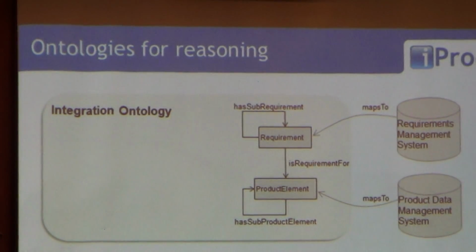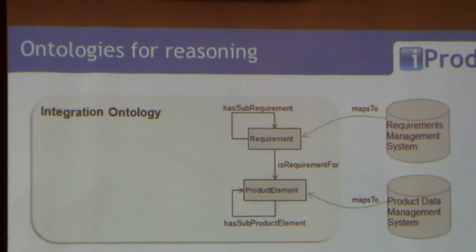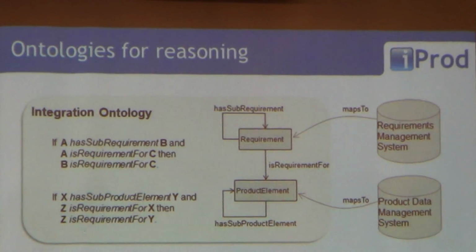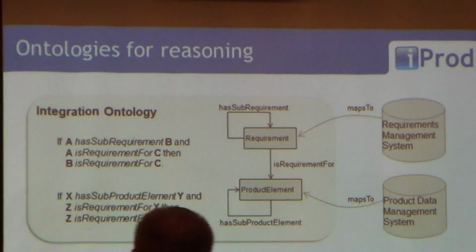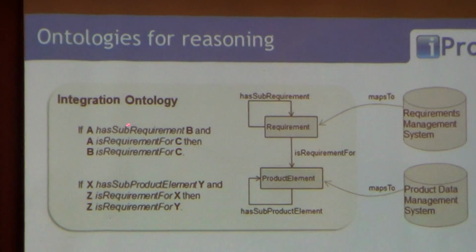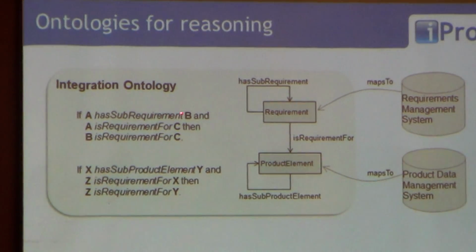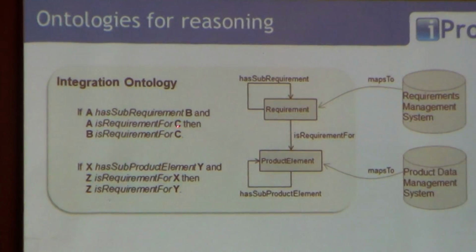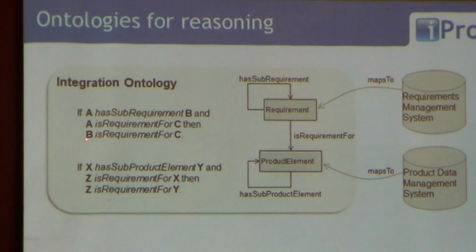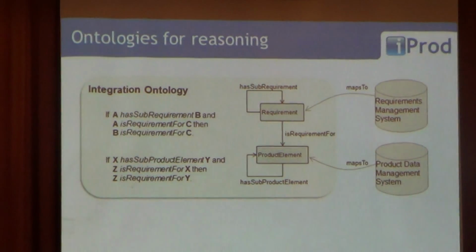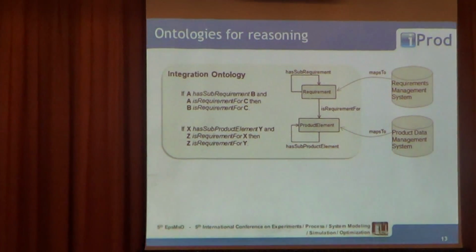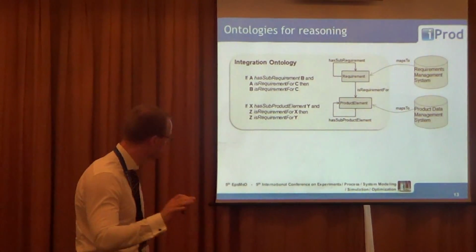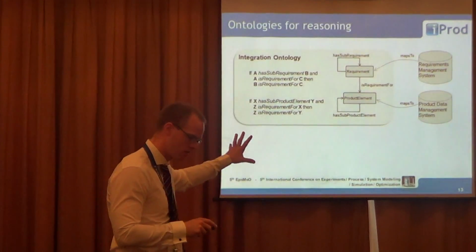Now, if we do this with ontologies, we can add logical rules to this linking model. For example, if a requirement A has a sub-requirement B, and A applies to a product structure element C, then B also applies to C. What does it mean? Well, before getting into there, I will give you another example because this can take quite some time to explain.